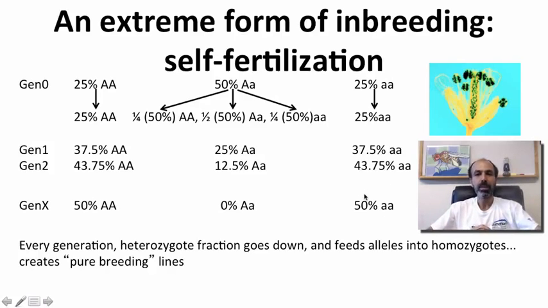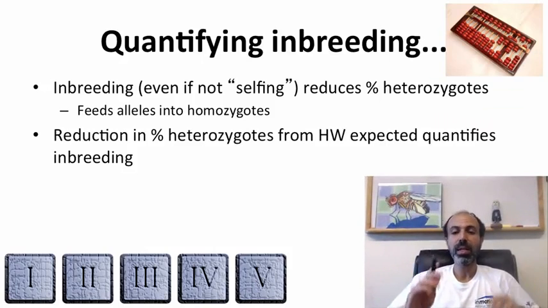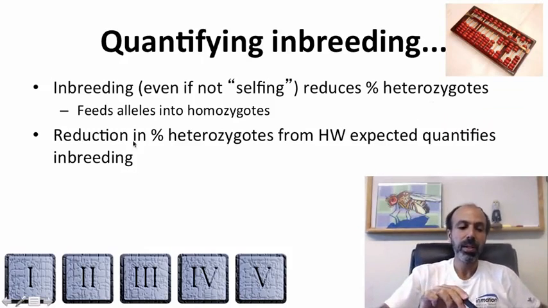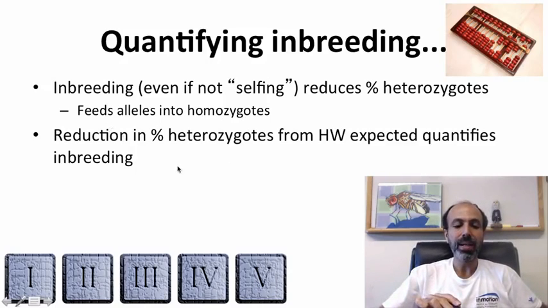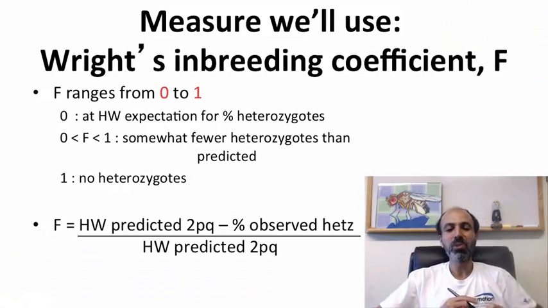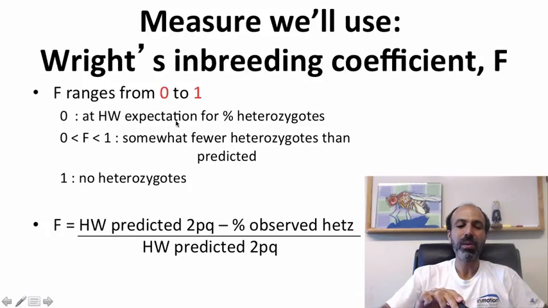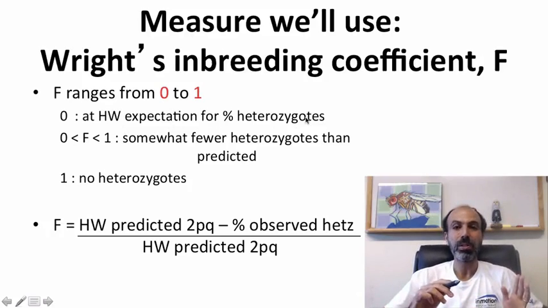Now, how do we quantify inbreeding? Again, inbreeding, even if you're not looking at selfing, reduces the percent heterozygotes relative to Hardy-Weinberg or just Mendelian proportions. It feeds alleles into homozygotes. And this reduction can be used to quantify the extent of inbreeding that's happening in a natural population. This is all going to look very familiar to you. The measure we can use is Wright's inbreeding coefficient, which is often just abbreviated as F. F ranges from 0 to 1, where 0 means you're at Hardy-Weinberg expectation for percent heterozygotes within the population. If you're between 0 and 1, you have somewhat fewer heterozygotes than predicted.